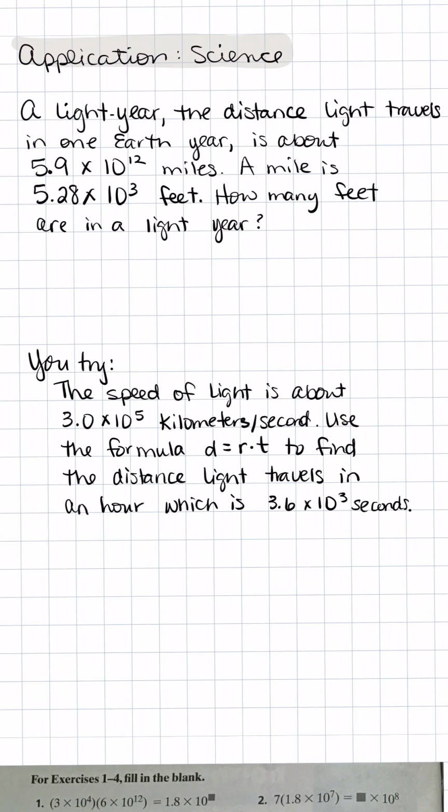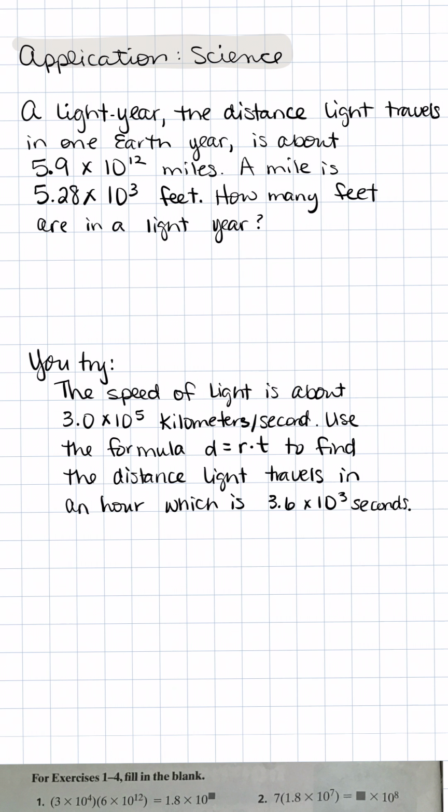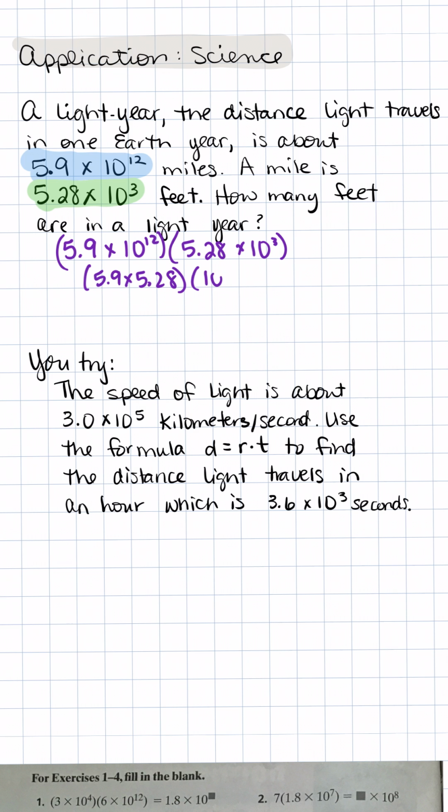So, application. A light year, the distance that light travels in one Earth year, is about 5.9 times 10 to the 12th miles. A mile is 5.28 times 10 to the 3rd feet. How many feet are in a light year? So all we're doing here is multiplying these two numbers together. So we have 5.9 times 10 to the 12th power times 5.28 times 10 to the 3rd power. So let's switch it up into similar terms: 5.9 times 5.28 and 10 to the 12th times 10 to the 3rd.